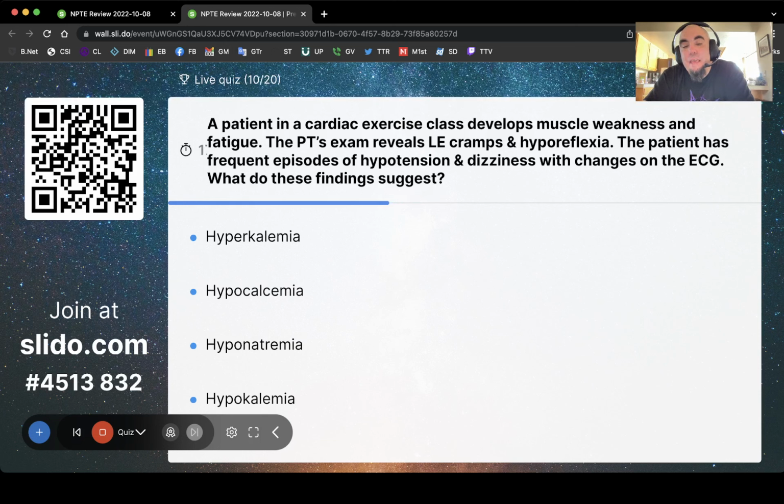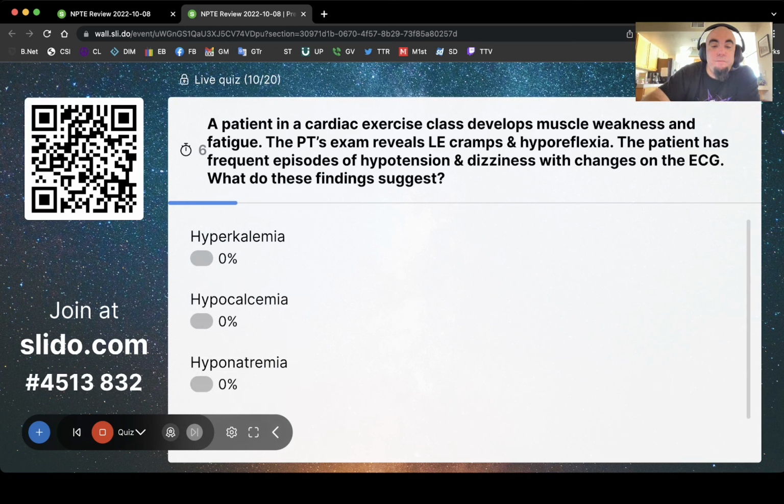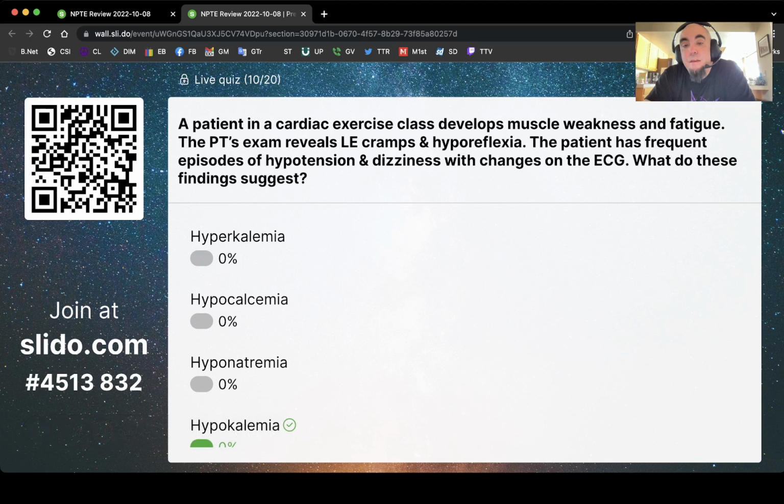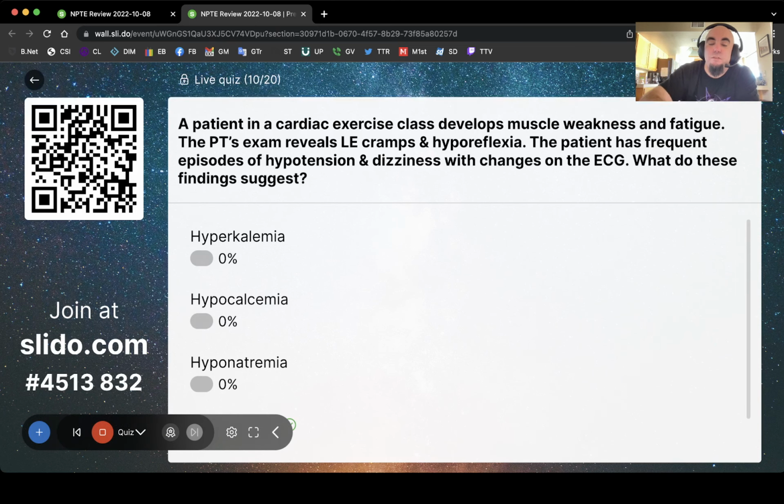So, kalemia, potassium, calcium, right? Natremia, sodium. So you have to know your electrolytes here. And in this case, if the patient has lower extremity cramping, hyporeflexia, meaning the reflexes aren't firing, it's typically because their blood potassium is too low. So they have hypokalemia. Now, the problem with this, unfortunately, a lot of the symptoms for hyperkalemia look a lot like that as well. So the main idea here is because they're in cardiac exercise, typically they're going to end up with low potassium. So hyperkalemia is usually your safe answer for this one.